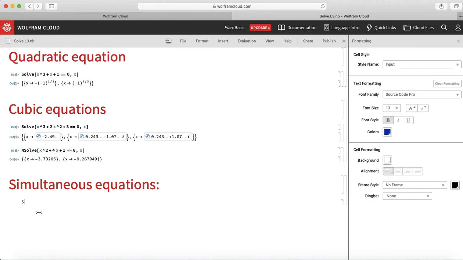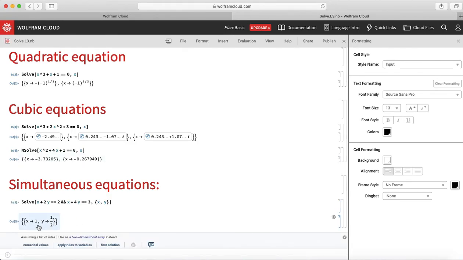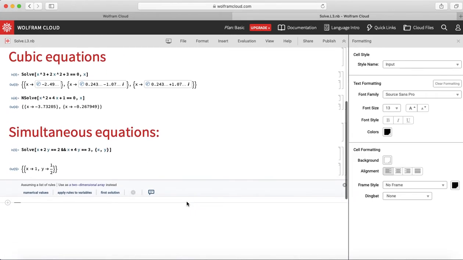Okay. Now I would like to solve two simultaneous equations. So, for example, my equation is x plus 2y is equal to 2. Then I have to join this equation using and, x plus 4y is equal to say 3. That's all. So these are the two equations, and also I need to specify that I would like to solve in x and y. Okay, so let us see. Shift enter. Yeah, so we got here the solution, x is equal to 1, y is equal to half. Also you can add three simultaneous equations in this, and you can play around.